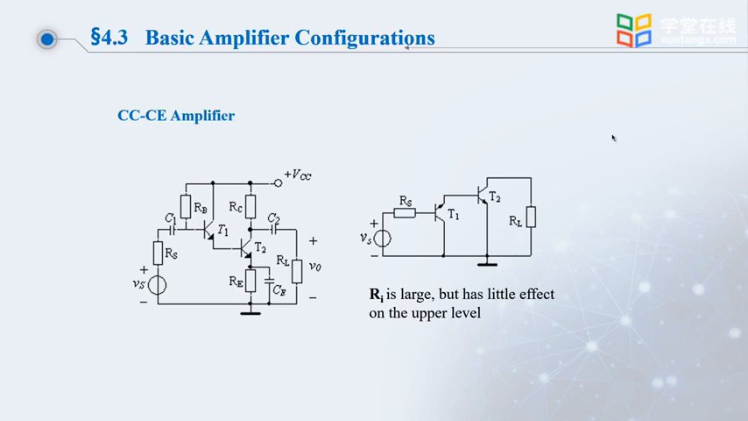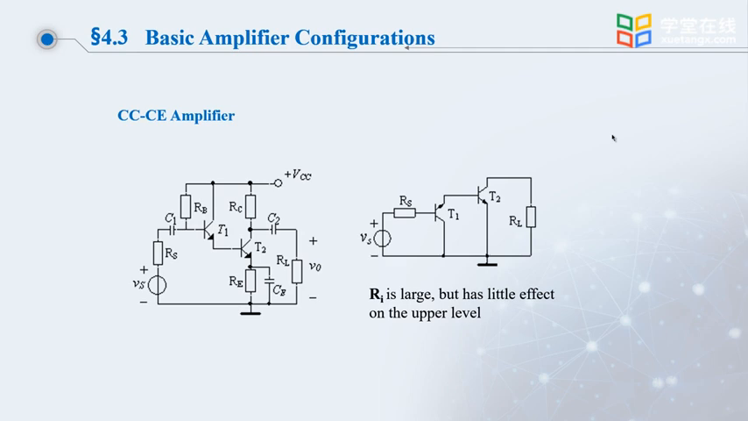Let's look at another combination amplifier. The figure shows a combined amplifier made of a common collector configuration and a common emitter configuration. The T1 tube is a common collector configuration, and the collector's AC path is equivalent to ground. The T2 tube is a common emitter configuration. Let's analyze its AC path.